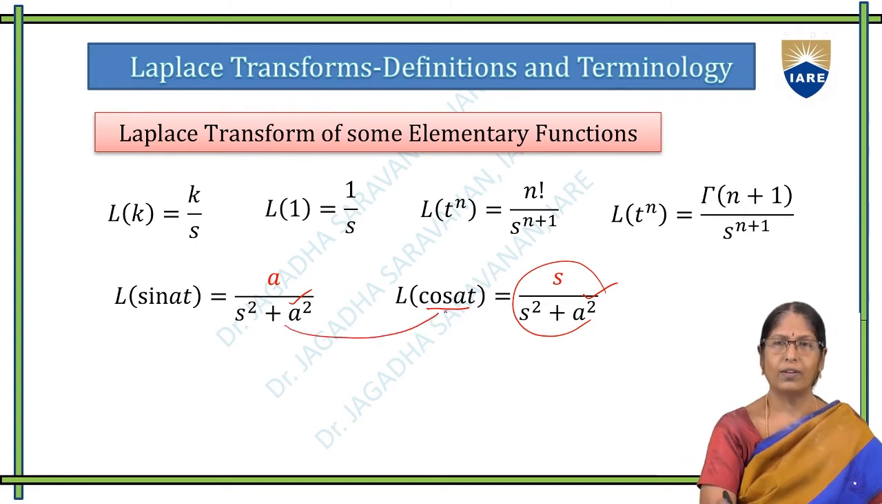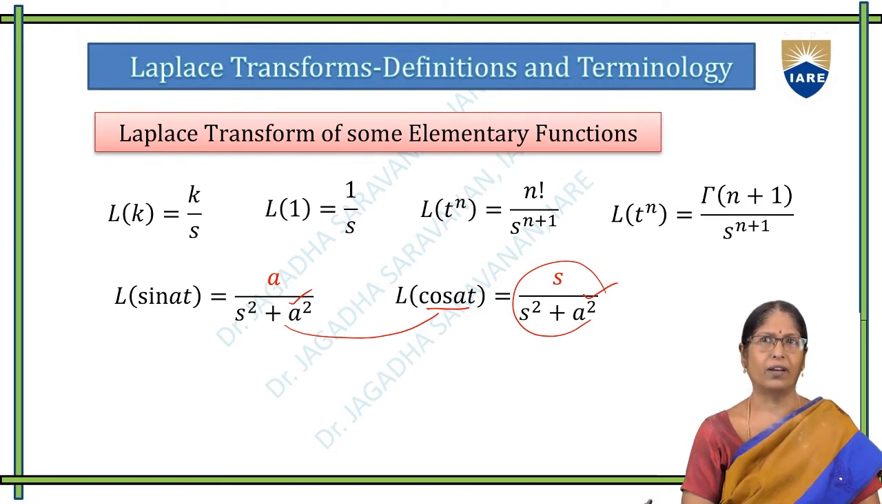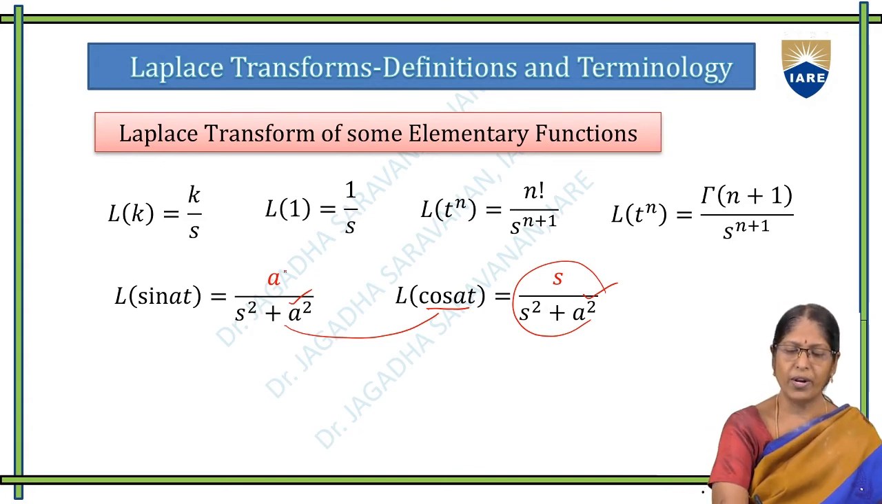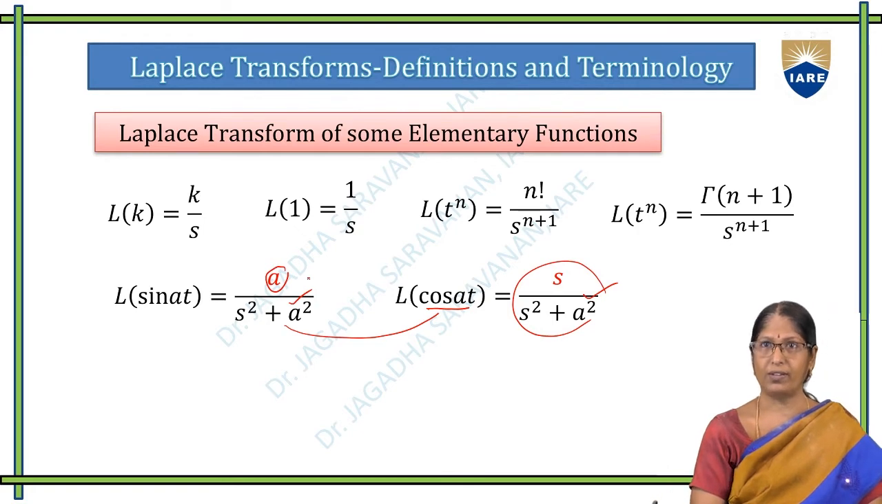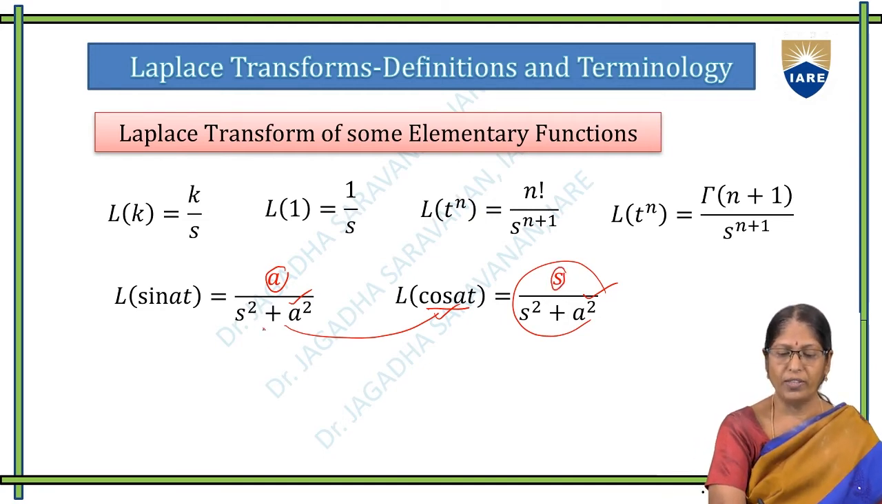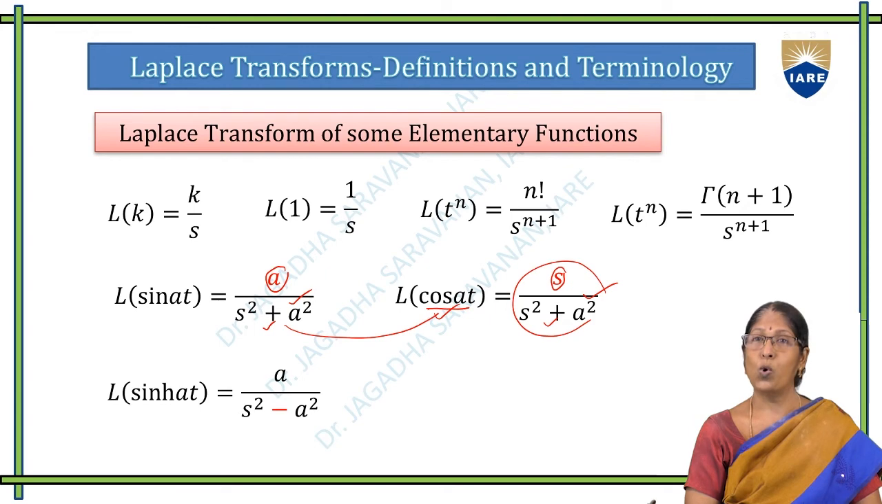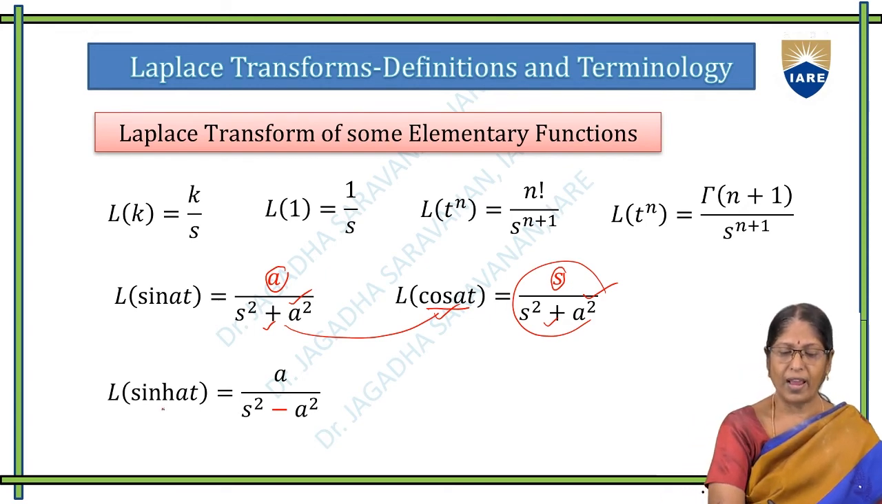This is not any mathematical method teaching, some sort of technique. So many formulas. Is there any easy way to keep in our memory space? Yes, it is there. That is, sine at, we will remember the numerator is dominated by the constant. Cos comes, the numerator which is dominated by s. And between the denominator, positive sign is there. The reason is one more two formulas are there. Sin hat.